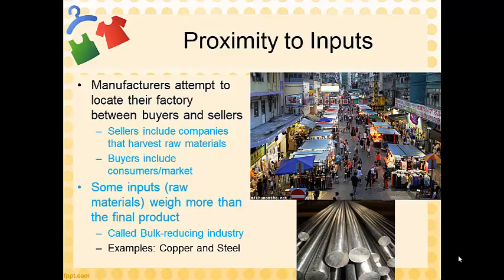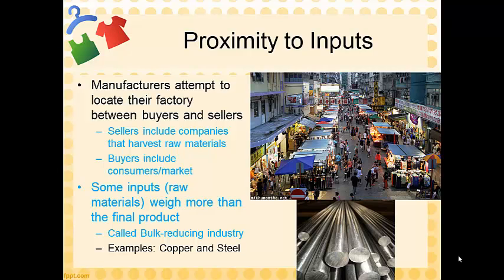Okay, let's talk about proximity of inputs, AKA raw materials. So manufacturers attempt to locate their factory between the buyers and the sellers. It just really depends on what type of industry it is. Now, who are the buyers and sellers? Well, the sellers include companies that harvest, let's say, the raw materials, and the buyers include people like us, or basically where the market is.